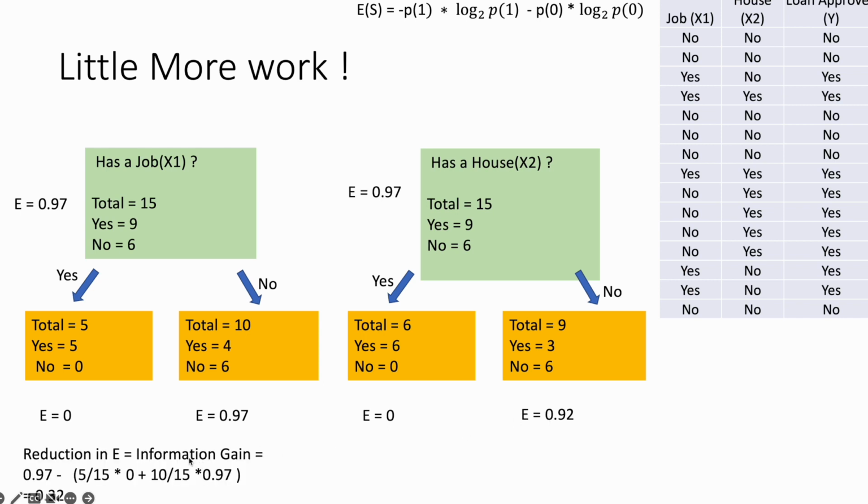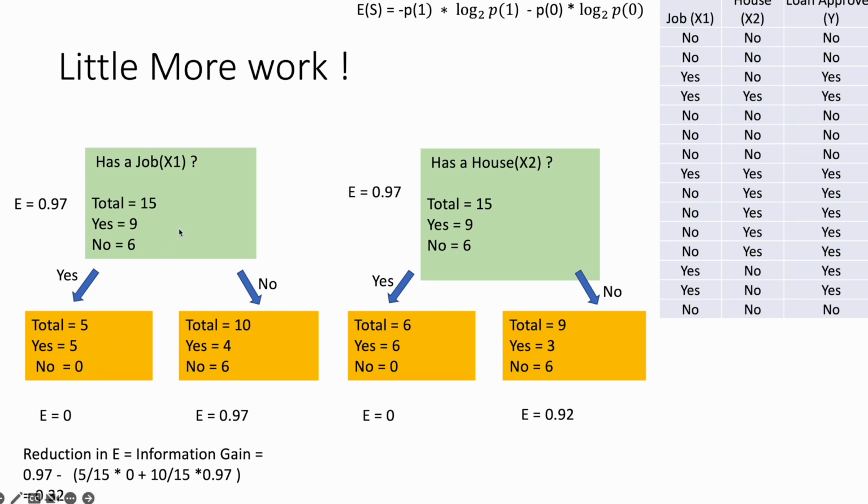What will be the information gain? Information gain is nothing but the reduction in E, correct? How do we calculate the reduction in E? The E at the root node was 0.97. Then we'll take a weighted average of the entropy at both the nodes, right? That would be the right thing to do. Think intuitively why it would be.